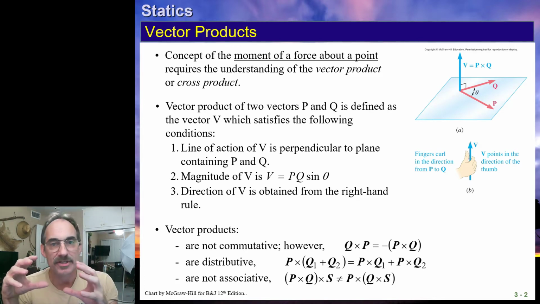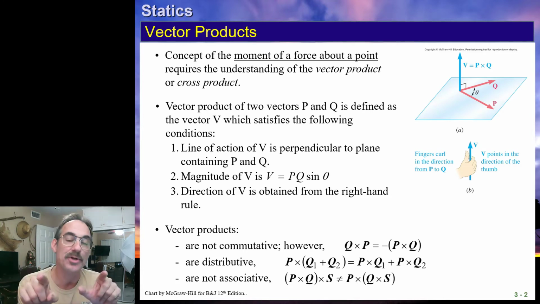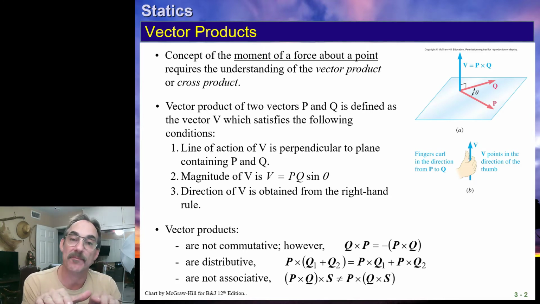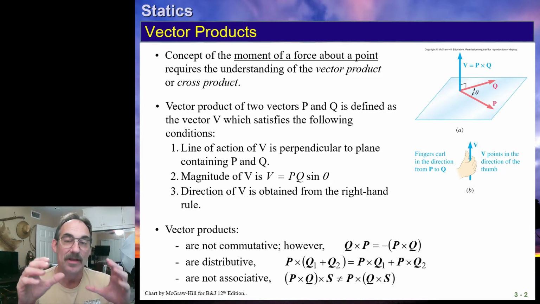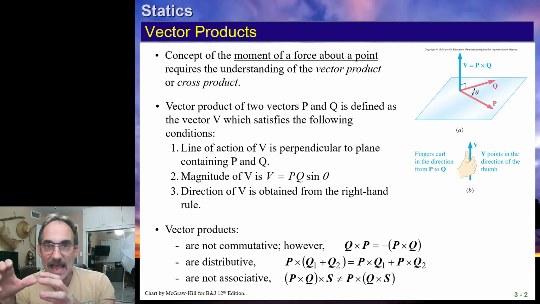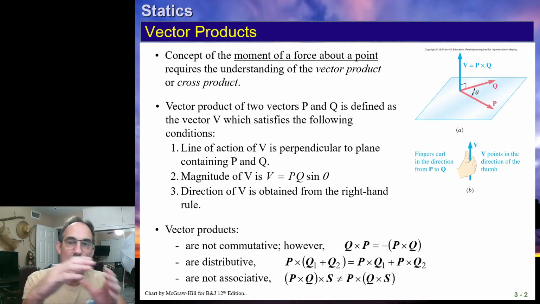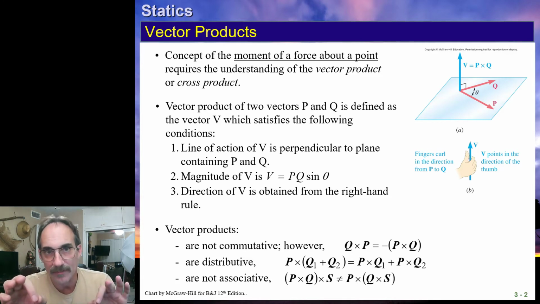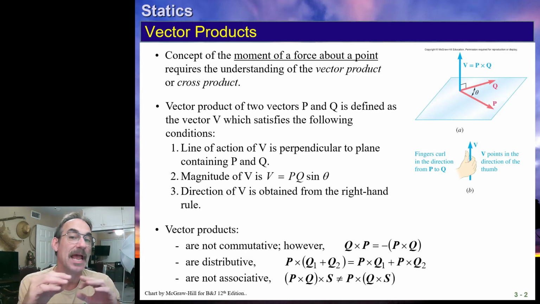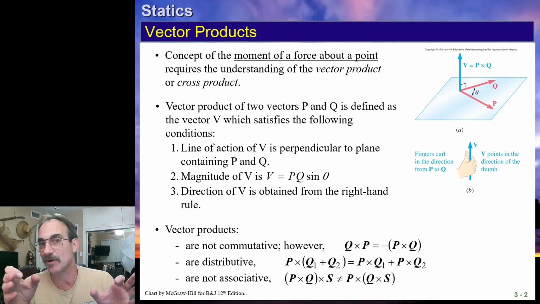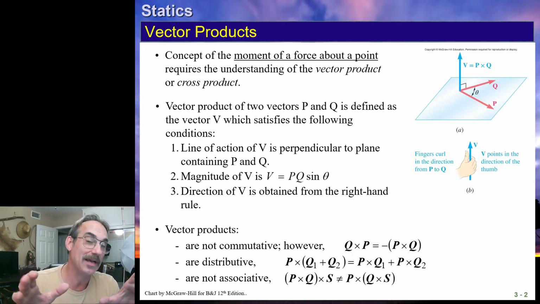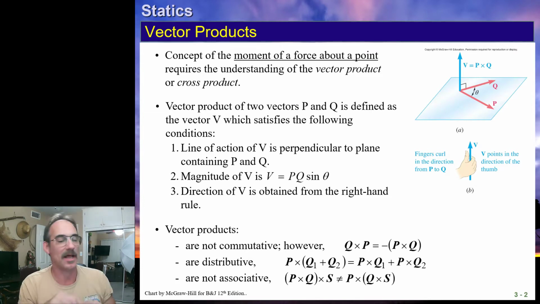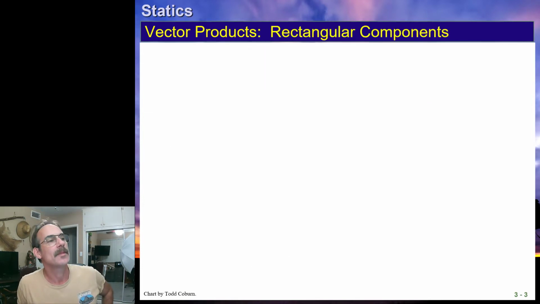These operations are distributive, which means if you take two vectors, Q1 and Q2, add them together and take the cross product of P with that addition, you'll find that gives you the same result as P cross Q1 plus P cross Q2. And they're not associative, which means if you have P cross Q cross S, you can't just take the brackets here and move them over to here. It doesn't work that way, okay? So these are just some rules that we have to live by, just like the laws of the universe. These are a few of the rules we need to deal with when we're dealing with cross products.